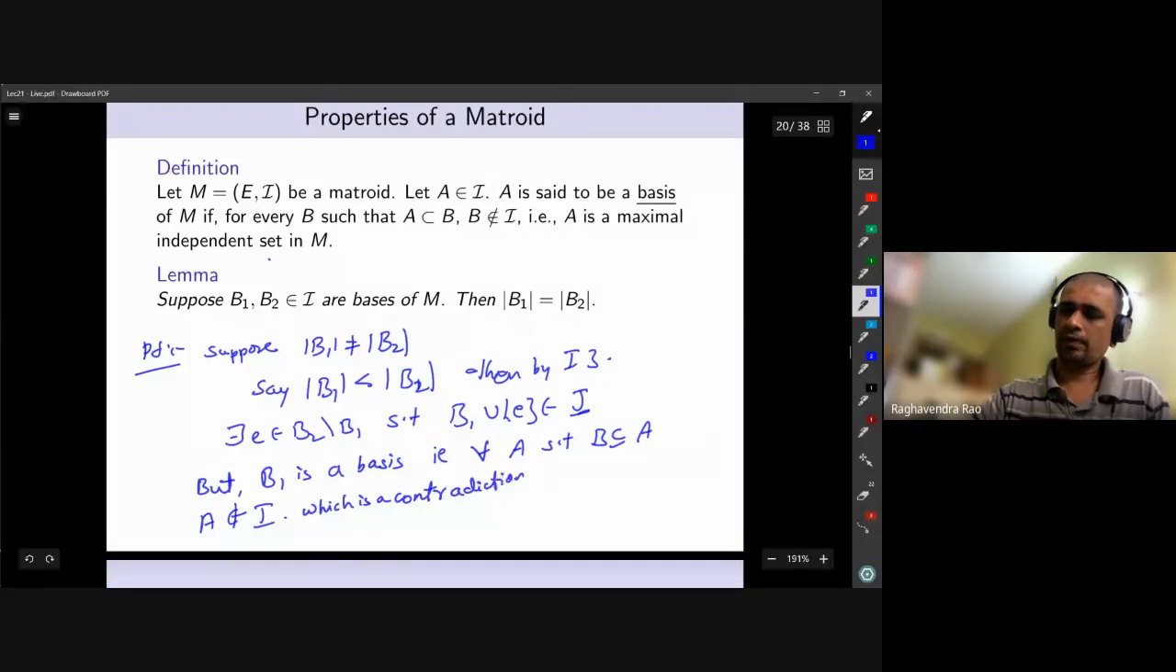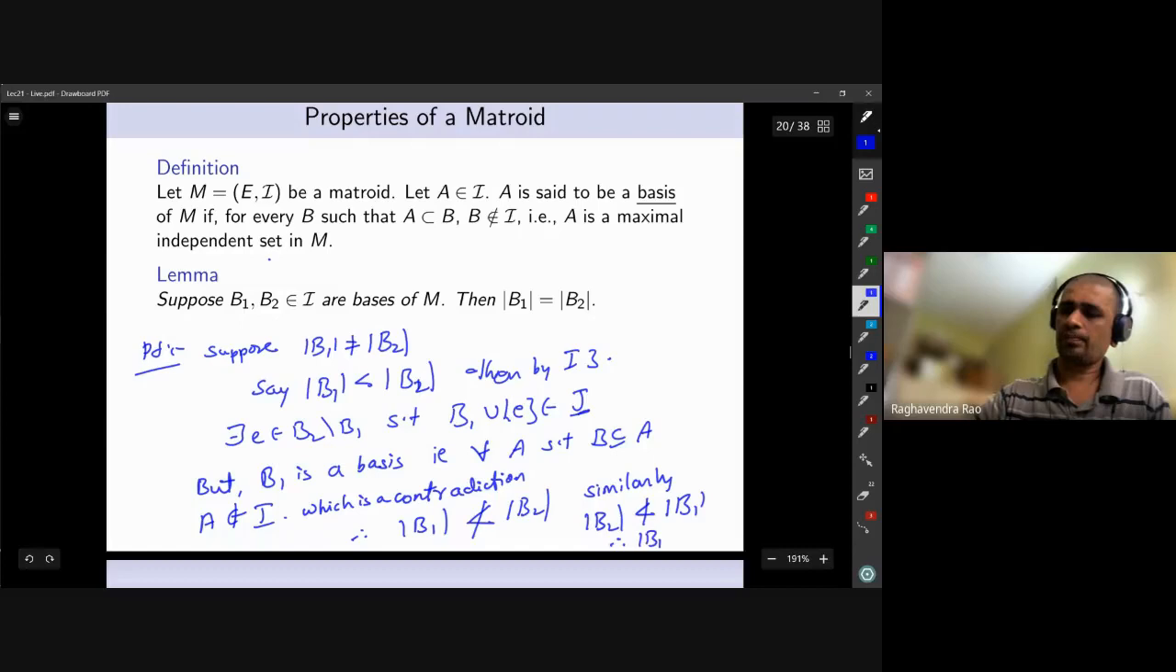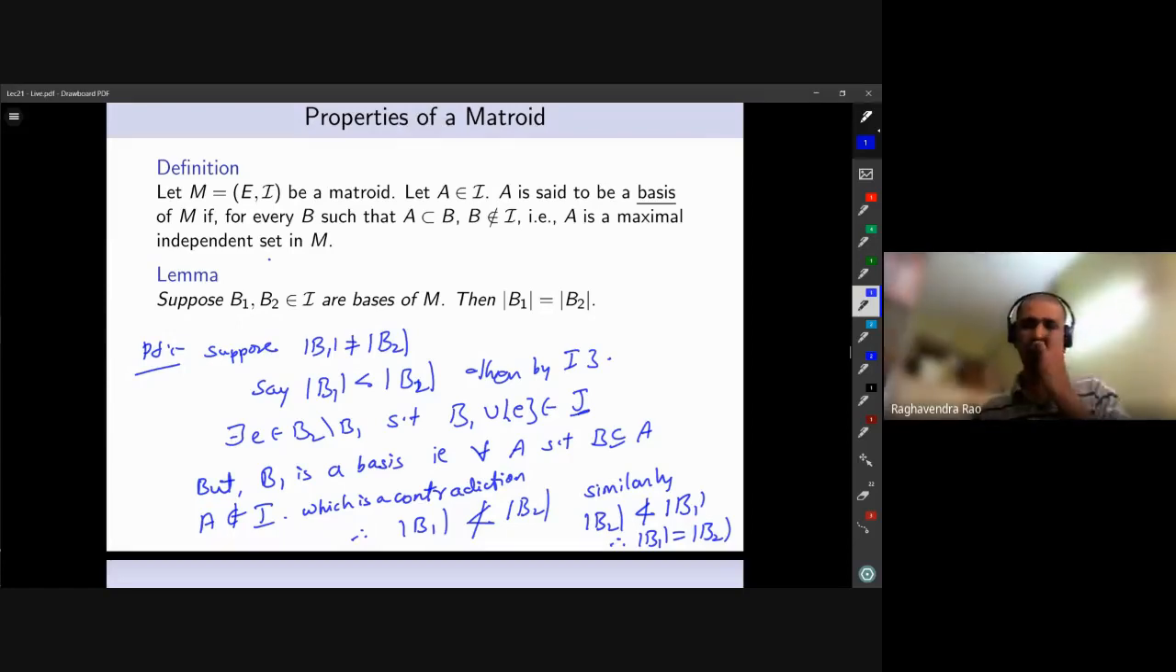Therefore, the cardinality of B1 cannot be less than the cardinality of B2. Similarly, the cardinality of B2 cannot be less than the cardinality of B1. So therefore, the cardinality of B1 is equal to the cardinality of B2. It's a simple consequence of the exchange axiom.